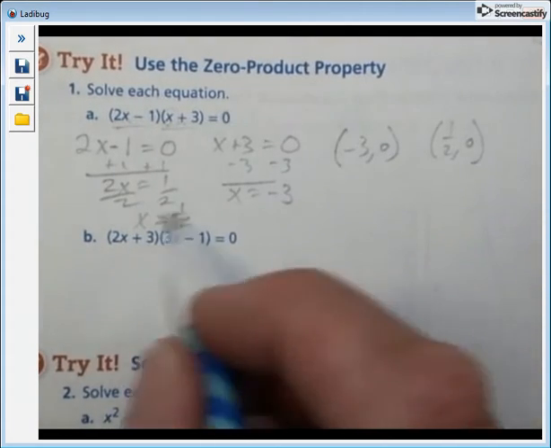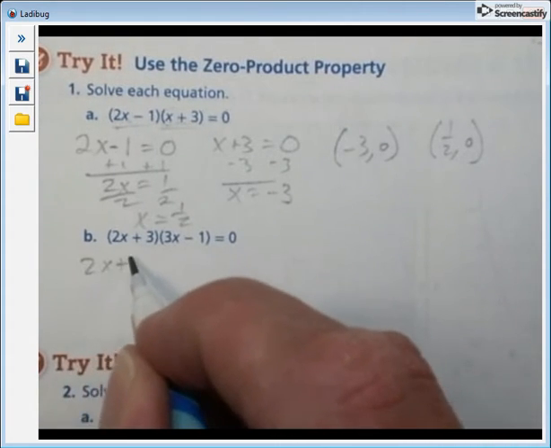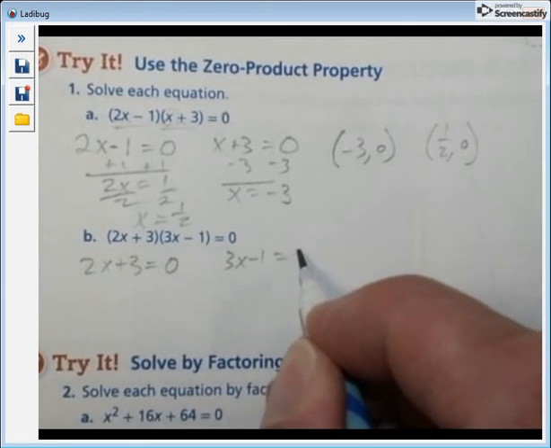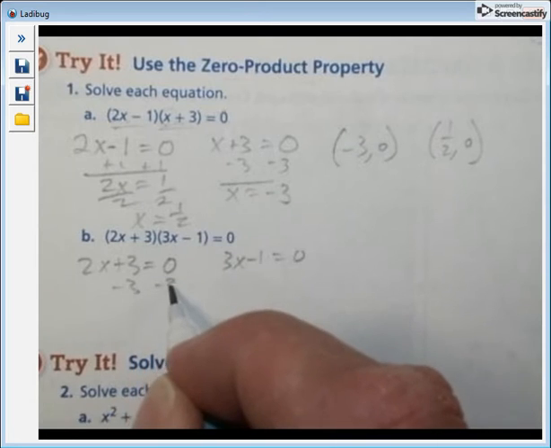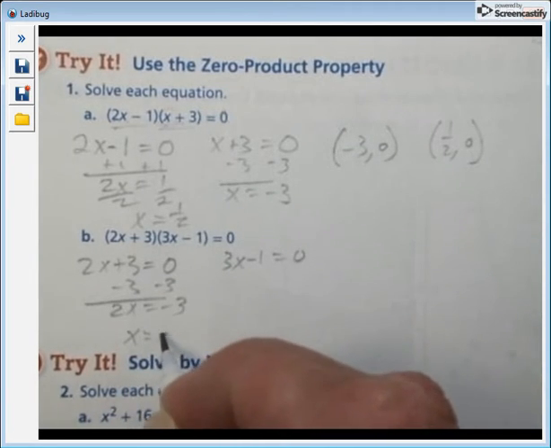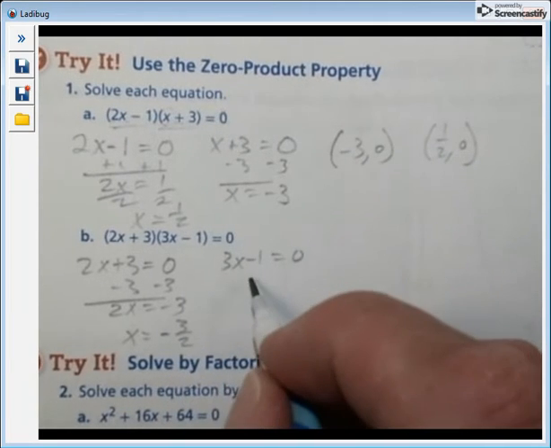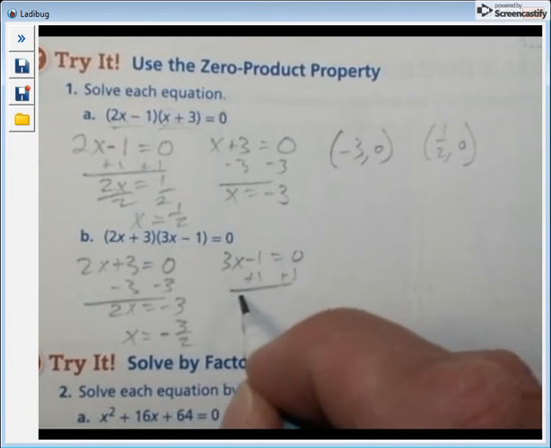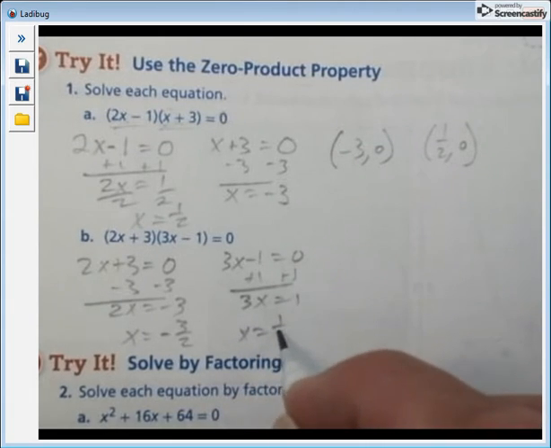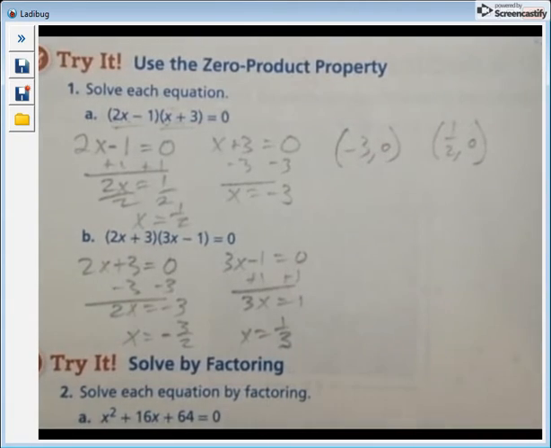So then the same would be true for this one. You do 2x plus 3 equals 0. You do 3x minus 1 equals 0. You subtract 3 on both sides. X will eventually equal -3/2. You add 1. 3x equals 1. So that eventually x equals 1/3 when you divide 3 on both sides, right?